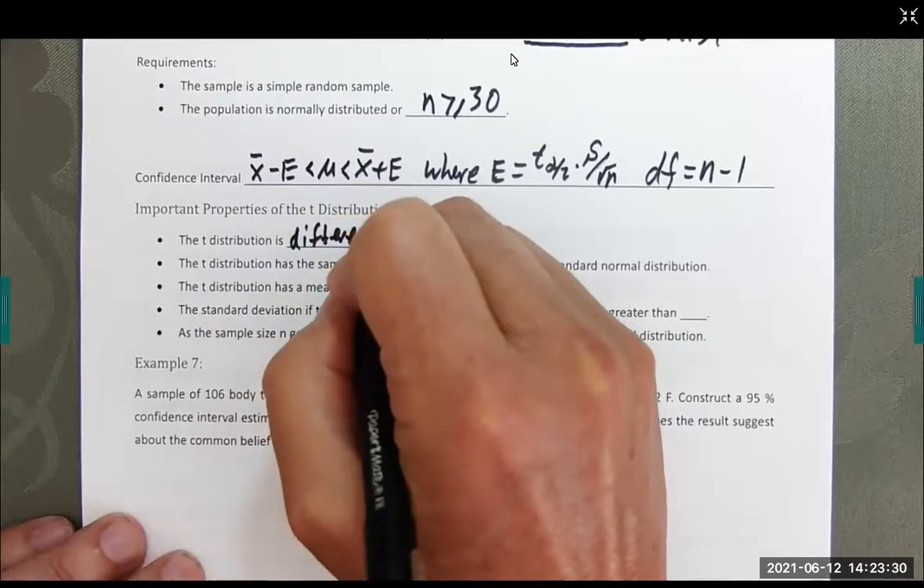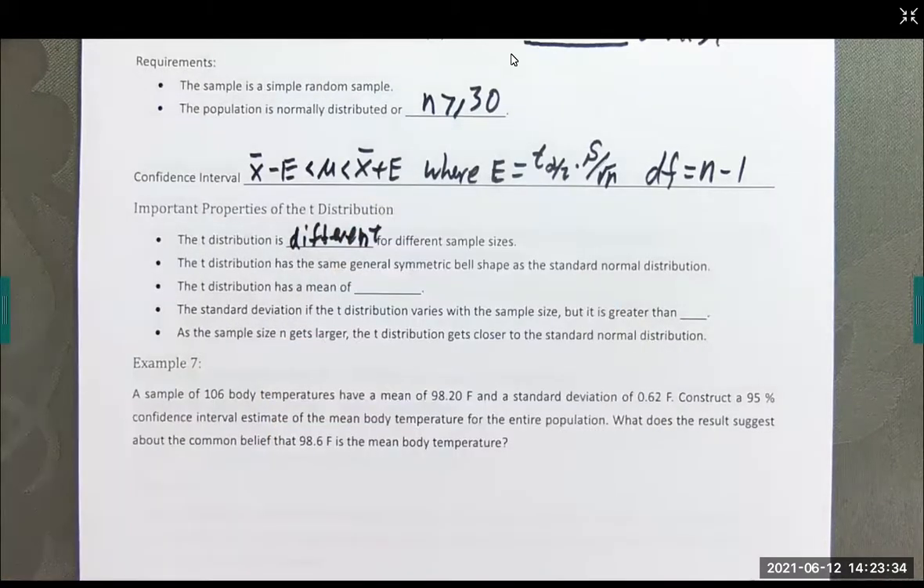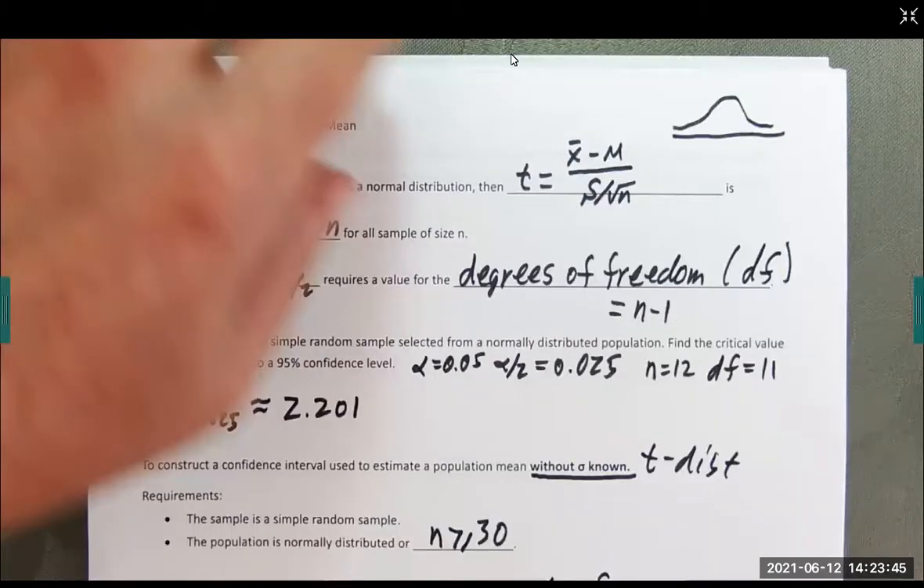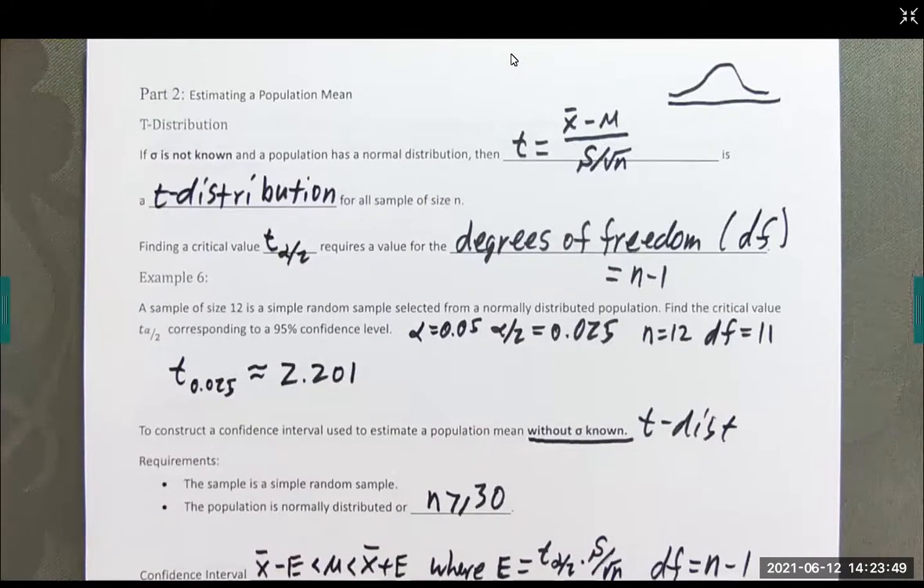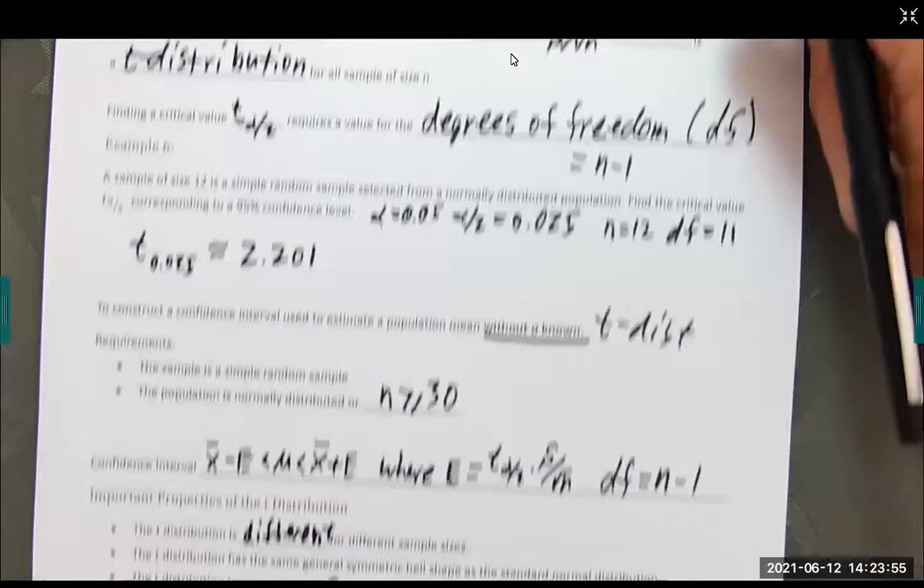Different for different sample sizes. That's because it depends on the degrees of freedom. The t distribution has the same general symmetric bell shape as the standard normal distribution. So that's what I mentioned up here. A t distribution has a mean of 0. Well, this were our distribution, the mean would be 0.